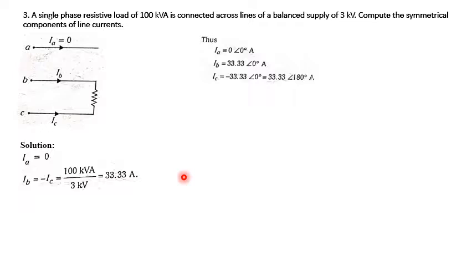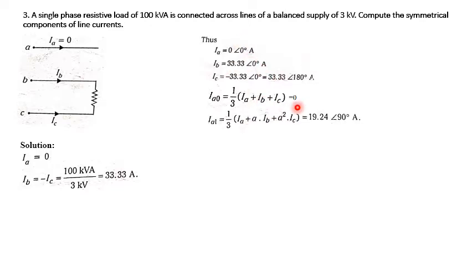So we can write it directly. IA is at an angle of 0 degree. IB is 33, and IC is minus 33. Why is it minus? Because it is carrying current out of the network. So minus 33 you can write as at an angle of 180 degree. We know the equation already: IA naught can be written as 1 by 3 times IA plus IB plus IC. Because this is a plus and this is a minus, straight away we can write it as 0.